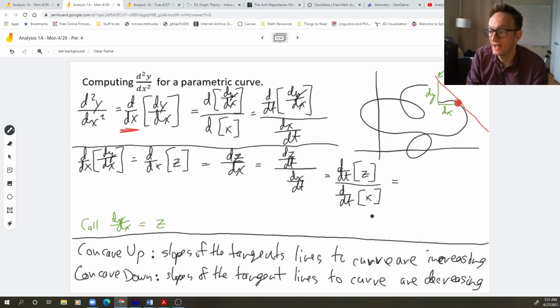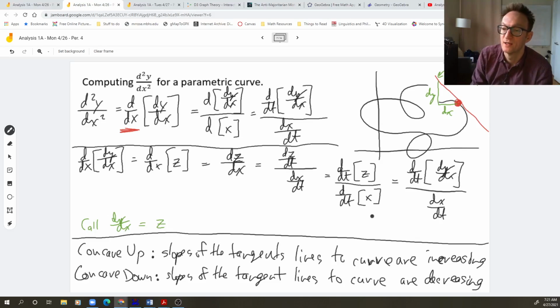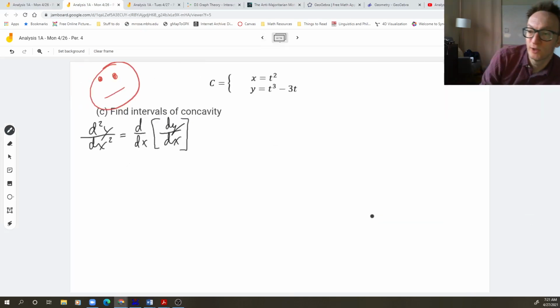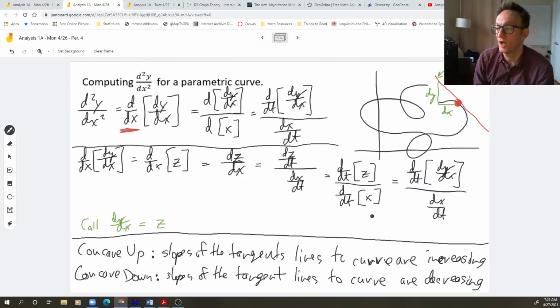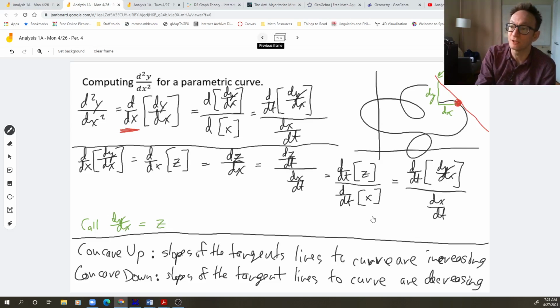But anyway, we're done, right? Because now I've proven my point that this is just the derivative with respect to t of dy dx over dx dt. Okay. Whew, hopefully that explanation worked for you. Maybe I needed to pause there for a second for processing. Okay, so this is my lesson on computing this in general.